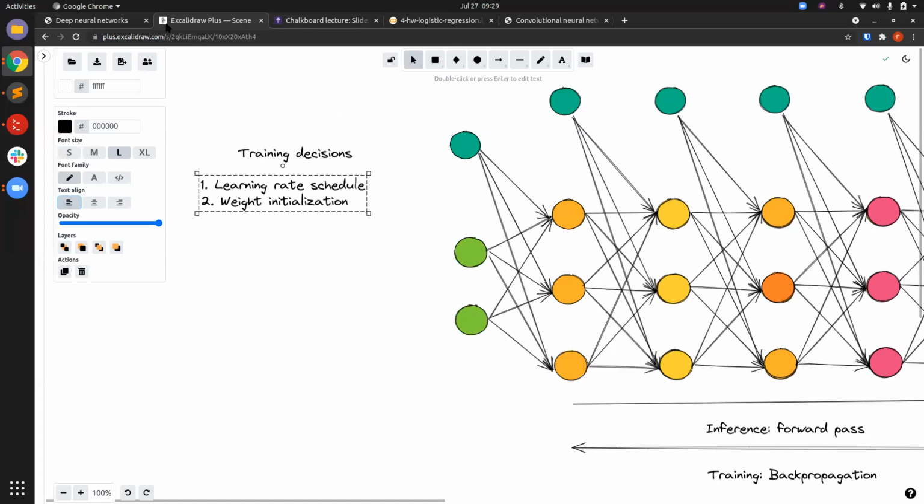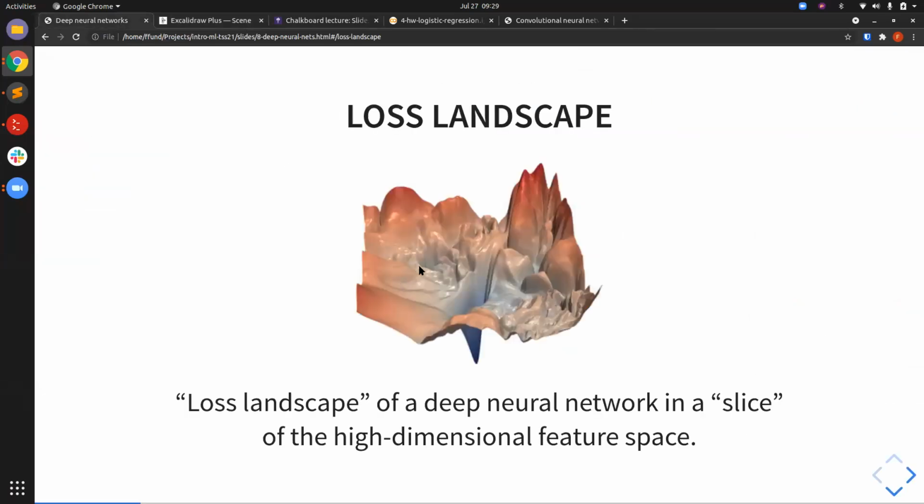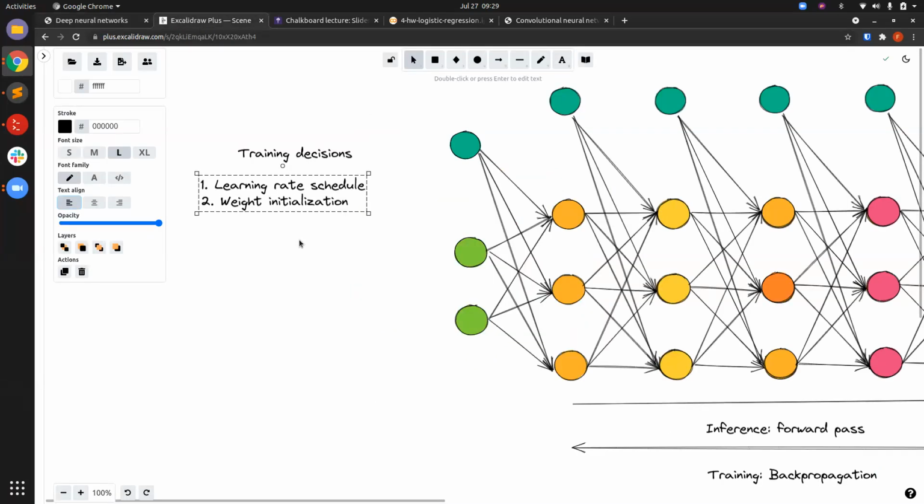Right. Looking at this loss surface, you can see that, depending on where you start, you might end up in a good place or in a very, very bad place. What other decisions do we need to make? Okay. How long to train?